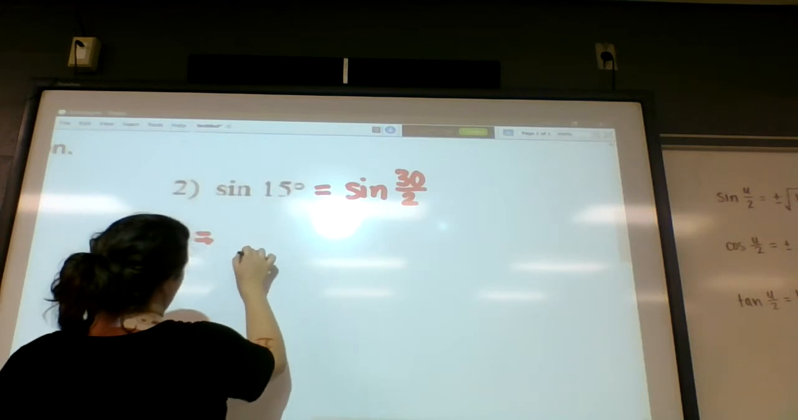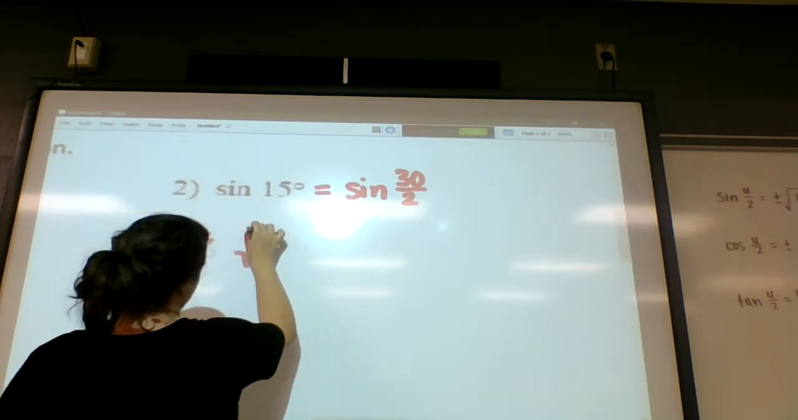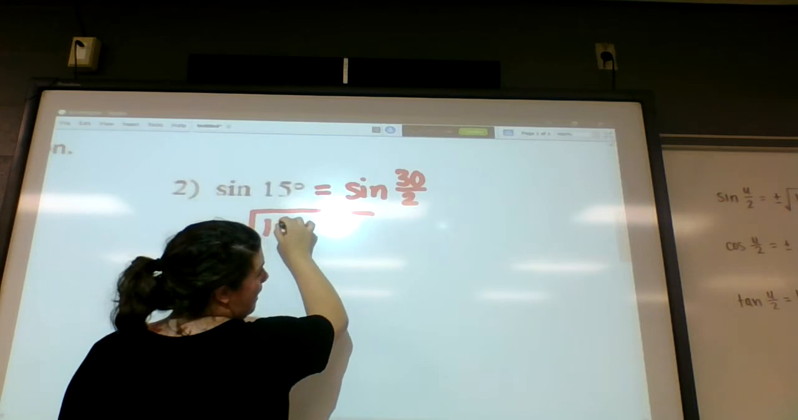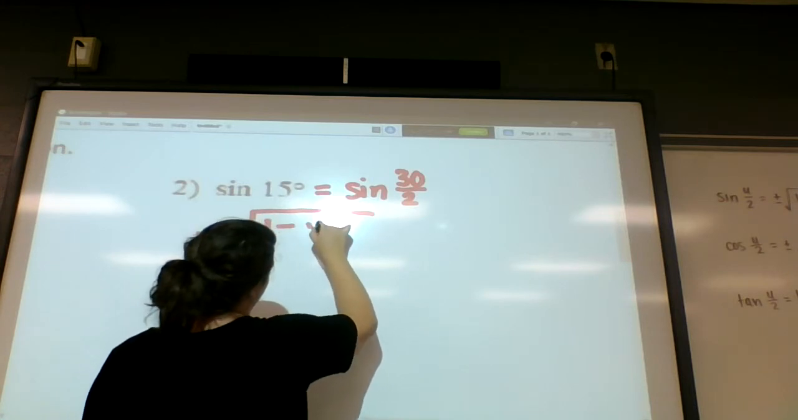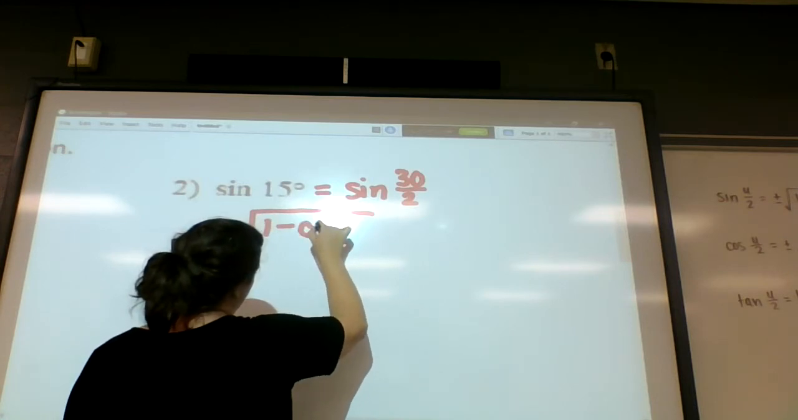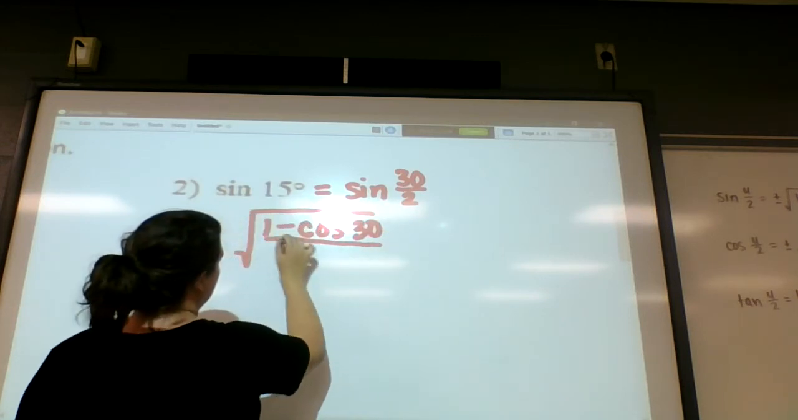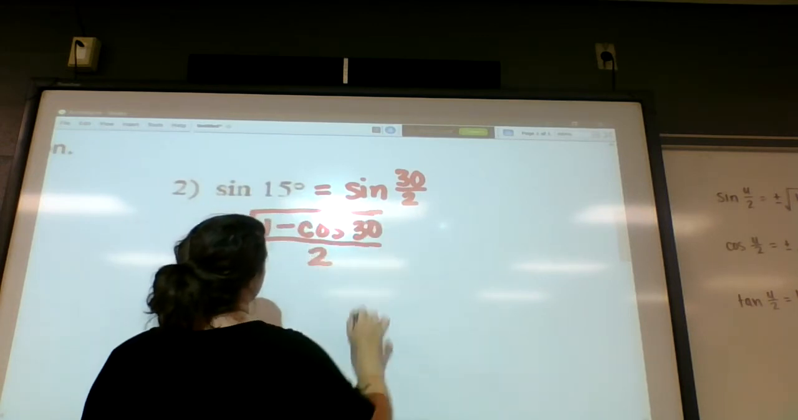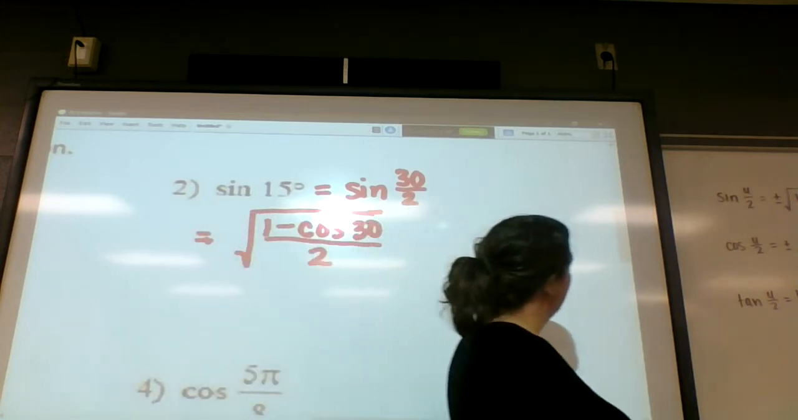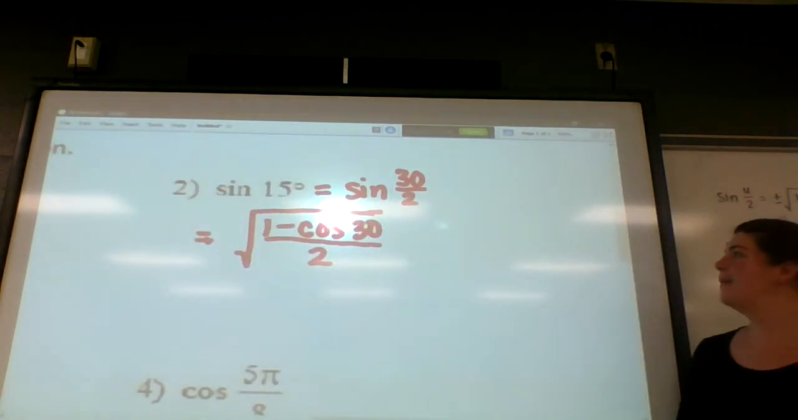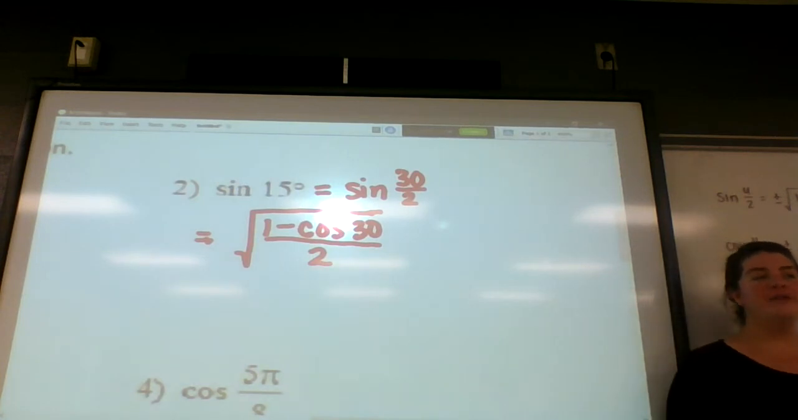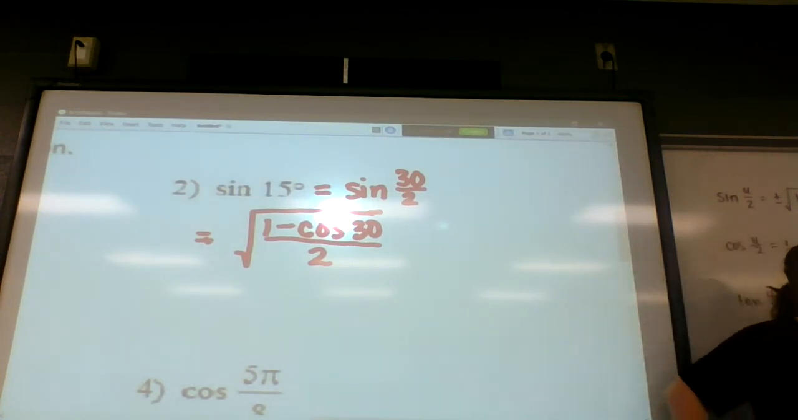All right, this one also is a big square root. And it's 1 minus the cosine of 30 all over 2. And then before we move on, we're going to decide positive or negative. So sine of 15. The angle 15 is in what quadrant?